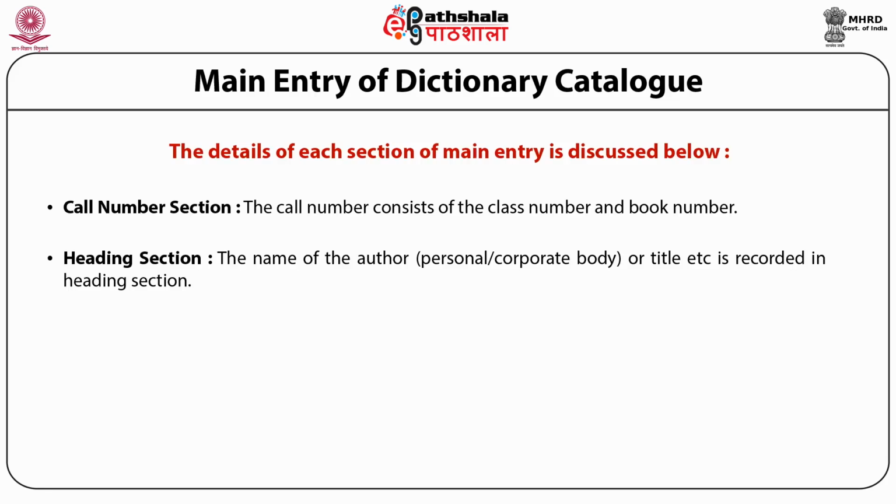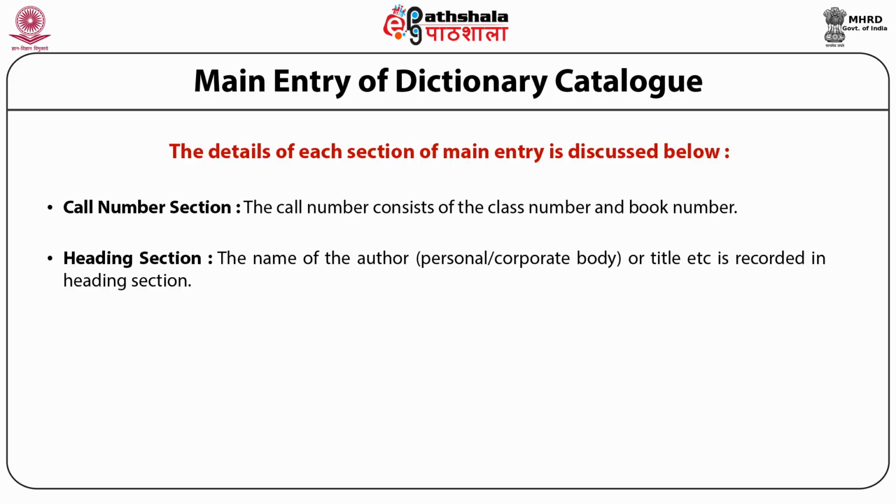...is to be recorded in the heading section. In case of a personal author, the heading comprises the surname followed by a comma and the forename. It is transcribed on the leading line starting from the first indentation. In case the name of the author cannot be accommodated on the first line, then it continues from the third indentation. But when the book is entered under title, it begins from the first indentation and continuation from the second indentation. In cataloging terminology, it is known as hanging indentation.